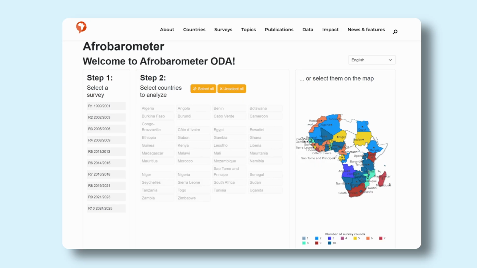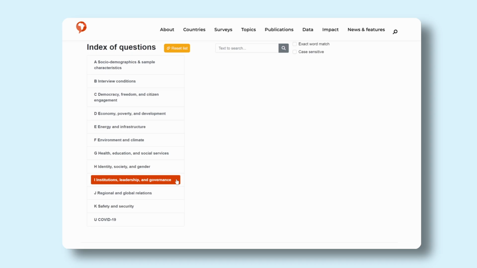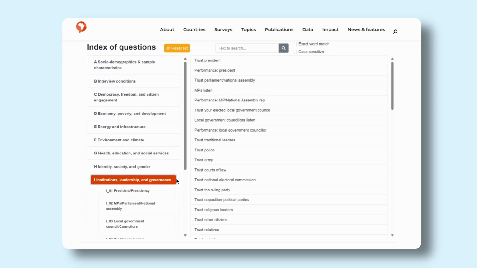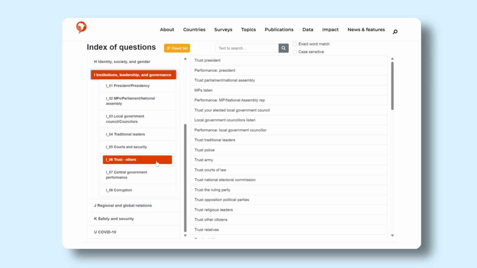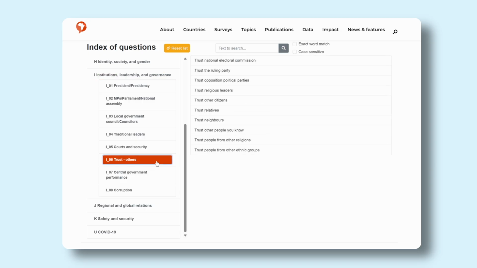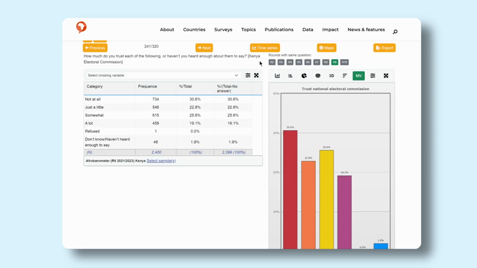A quick note for those joining us for the first time. Throughout this series, we've been using the same example to illustrate the concepts. We're looking at data from Afrobarometer's Round 9 survey in Kenya. We've selected section I, Institutions, Leadership and Governance, then Trust Others as a subcategory. We then selected the question Trust National Electoral Commission. We'll be referring to the data from this question throughout this video. If you're unsure of how to get here or would like more details on previous steps, please refer to an earlier video from this series.